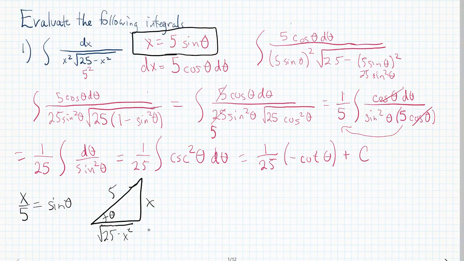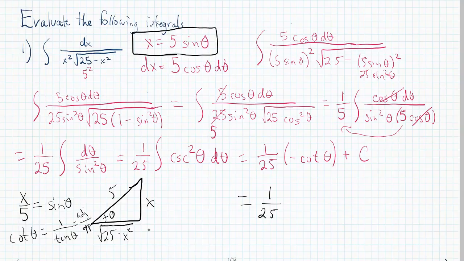Okay, so we're in pretty good shape now, and we have our triangle, and we want to try and convert the cotangent of theta. So what is cotangent? Well, cotangent of theta is just 1 over tangent theta, and tangent theta is opposite over adjacent, so this means cotangent is adjacent over opposite.